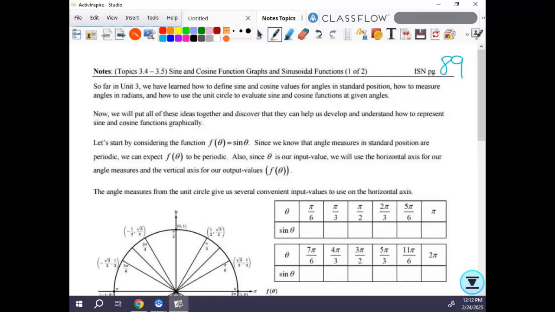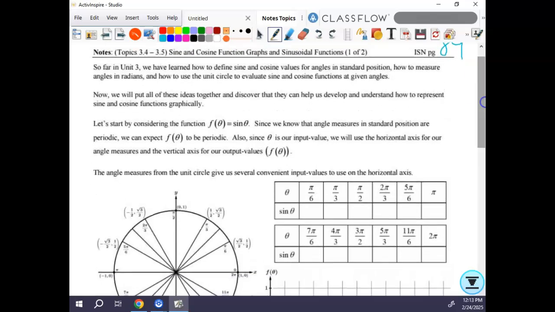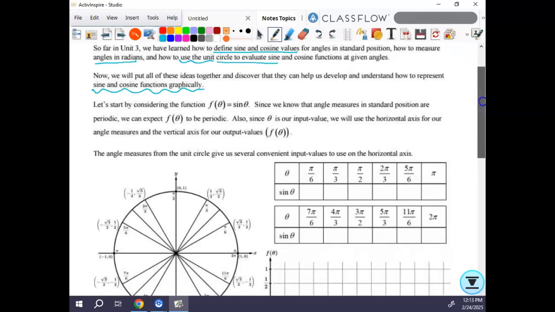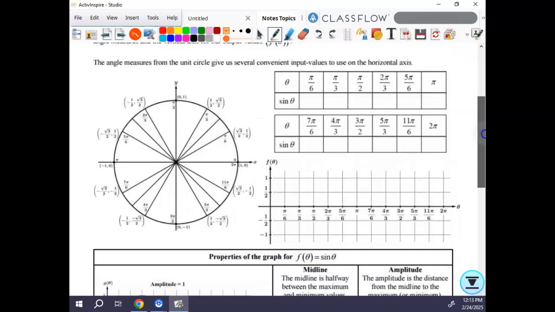All right, so we are talking about sine and cosine today. So it says, so far in Unit 3, we've learned how to define sine and cosine values for angles in standard position on your unit circle, how to measure angles in radians, and how to use the unit circle to evaluate sine and cosine. So those are the kinds of things we've talked about. So now we're going to put it all together and see how we can represent sine and cosine functions graphically. Now, technically, we've already done it graphically because our unit circle is on an x and y axis, but a different kind of graphically. So let's talk about what we've been doing with this here.